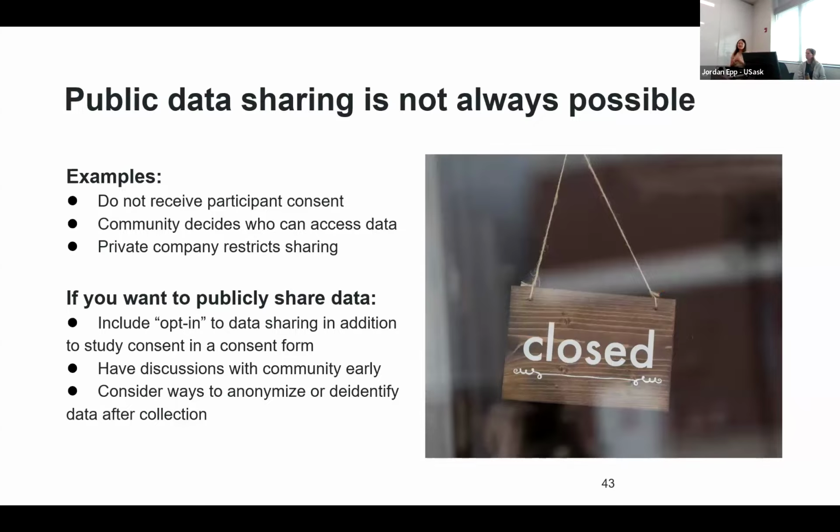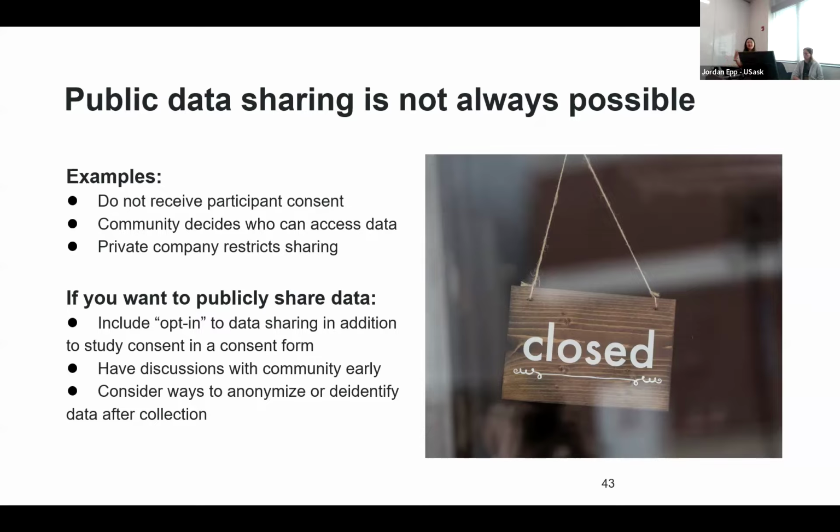So again, thing to note is public data sharing is not always possible. We love the idea of sharing, we love the idea of openness, but sometimes it's not going to be possible. So you need to think about if you were working with a specific population, if you didn't receive consent, the communities that you collect data from are the ones who should be deciding on where the data goes. Private companies also, if you're working with them, might restrict certain types of sharing. It might be protected in certain ways.